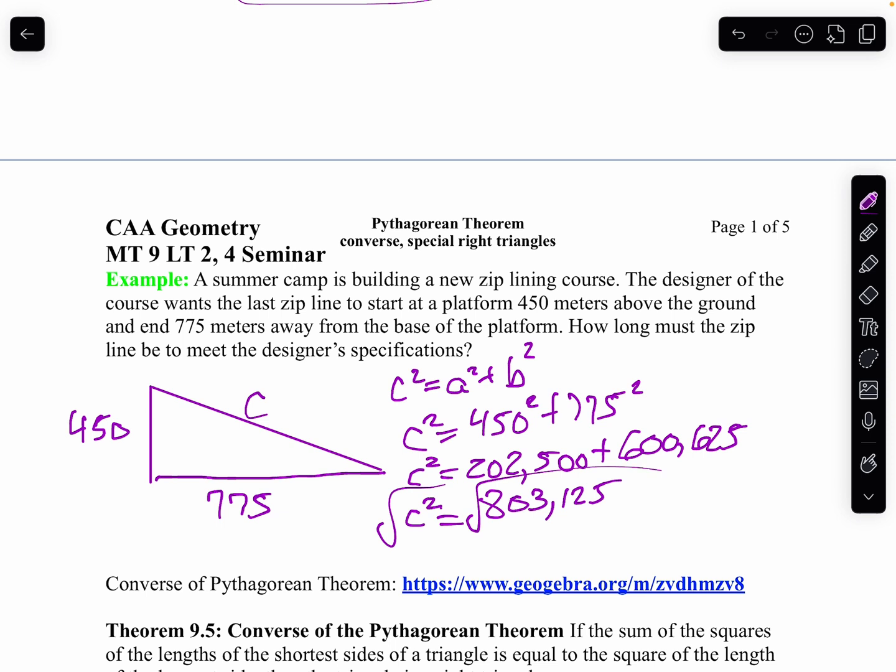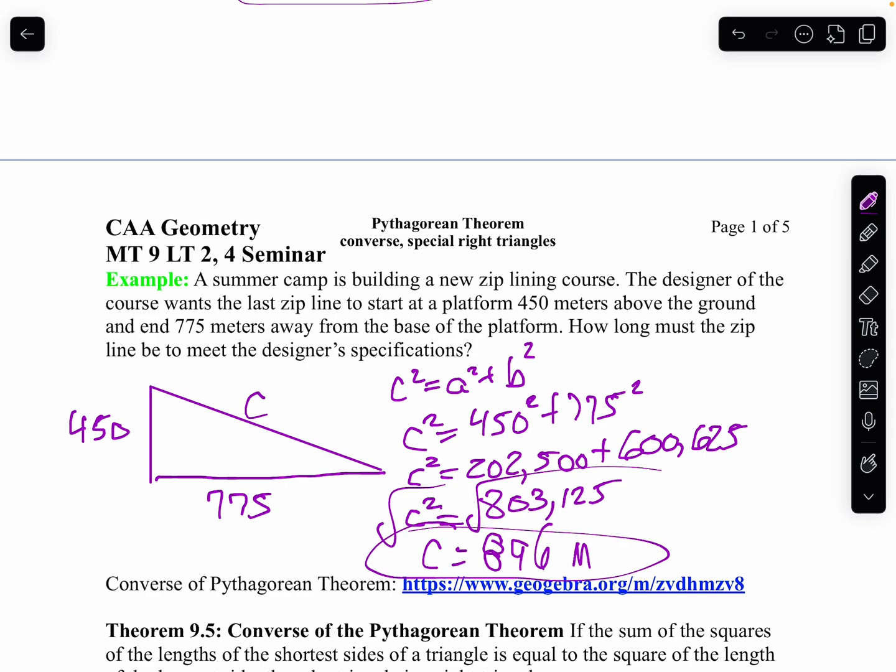and on this one, it's a real life problem, so let's write it as a decimal. I'm not going to make a factor for this one. So if I take the square root of 803,125, I get about 896. I get a decimal, but we'll round it. So about 896 meters would be the length of our zip line.